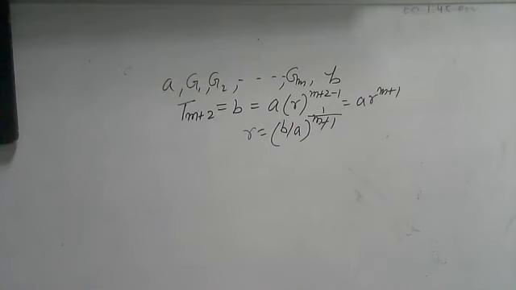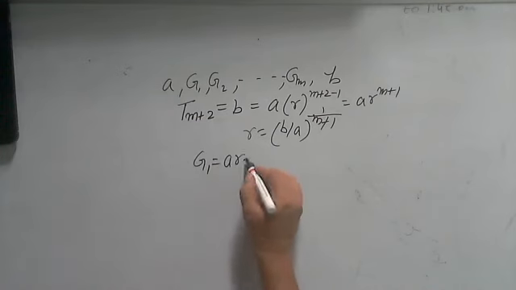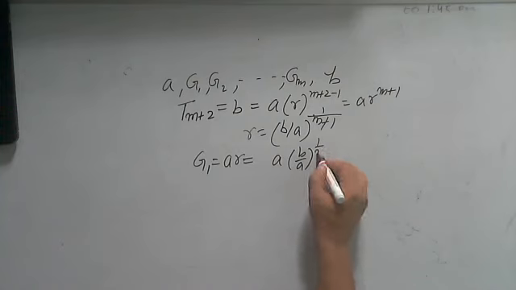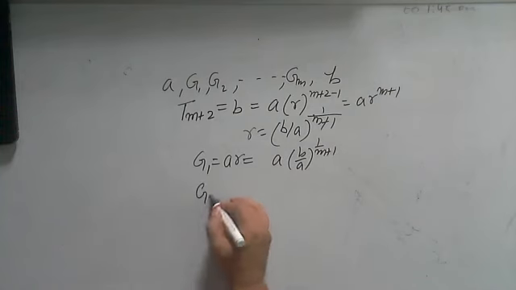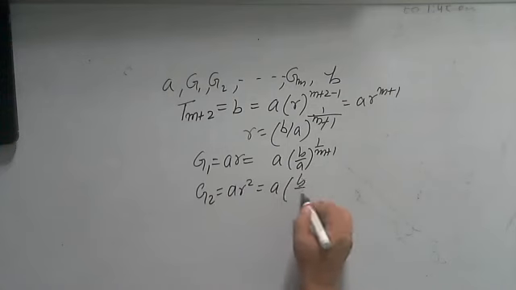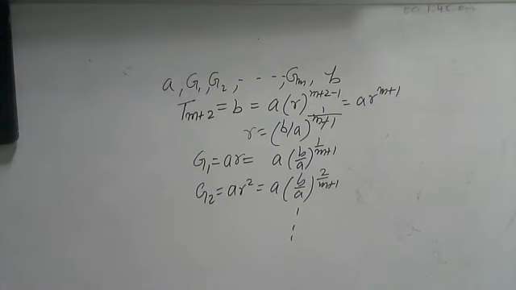Once we have got r, it's quite easy for us to find the various geometric means. G1 is equal to AR, that is A into (B upon A) raised to the power 1 upon m plus 1. Geometric mean number 2, AR square, is equal to A into (B upon A) raised to the power 2 upon m plus 1, and so on. So in this way you can find various geometric means between two numbers.